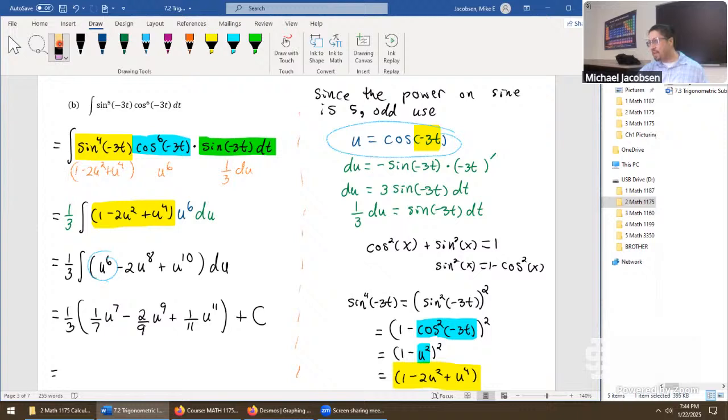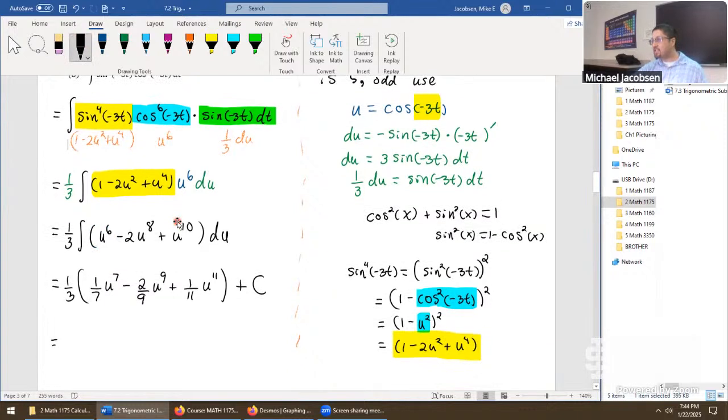It makes the notes kind of unreadable though, so I always show that extra step. So our last statement is to say we have a third times a 7. In place of u, it's cosine negative 3t to the 7th power. And that's kind of hard to format that way. Let me try again. Cosine power 7, negative 3t minus 2/9. Takes a little bit to just write this in.